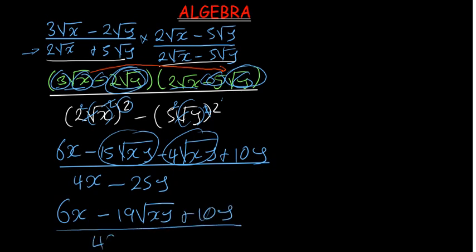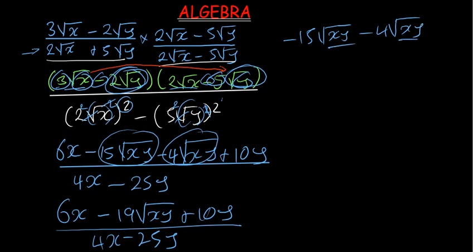4x minus 25y. So for this part where you have minus 15xy minus 4 root xy, these two are like terms, hence that's why we added. So it's more like you're saying minus 15y minus 4y. y and y are like terms, hence you add. So that's how you go about simplifying that question.